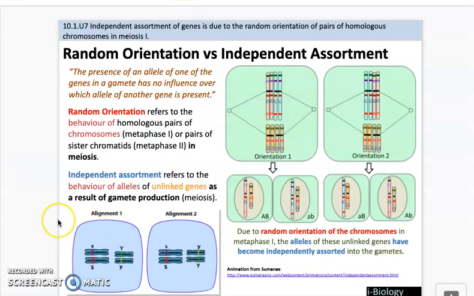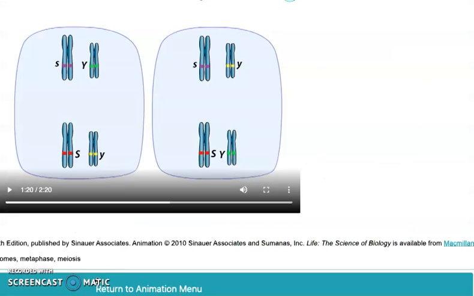So what is the difference then between random orientation and independent assortment? Random orientation depends on these alignments that we were talking about in that previous video, the two different random alignments which caused variation in the gametes that were produced. Independent assortment is the actual behavior of those alleles assorting and separating into the different gametes independent of one another.